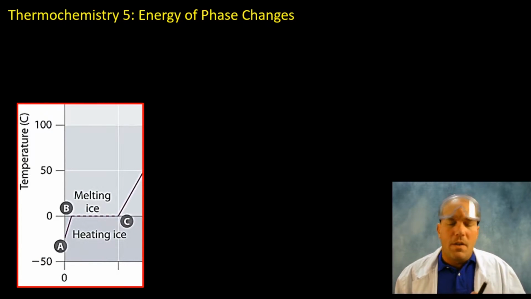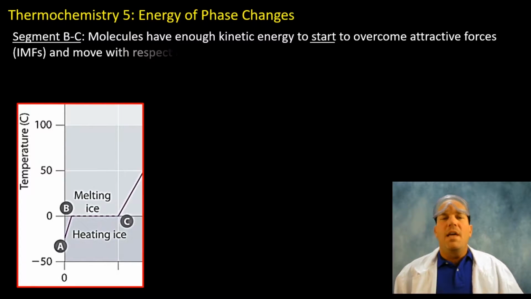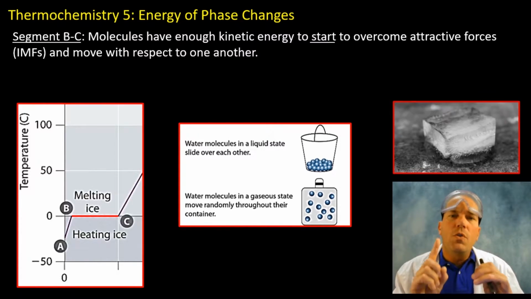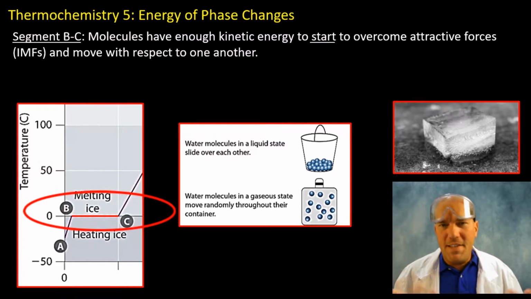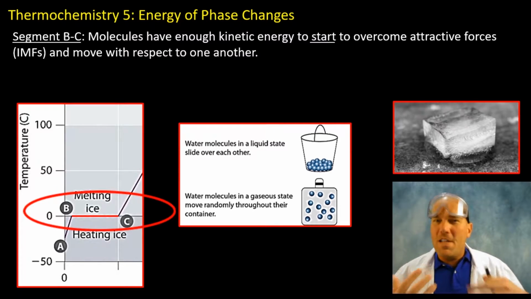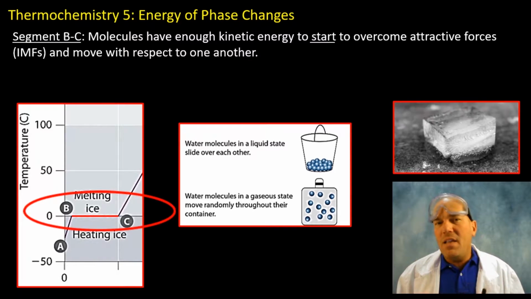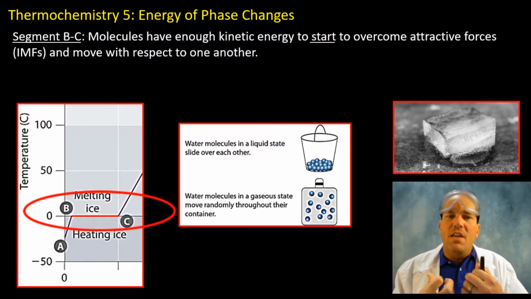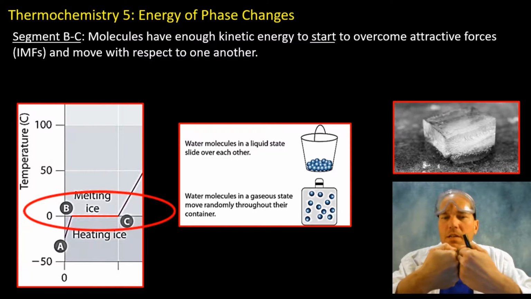Now, the next segment is B to C. Molecules during this segment now have enough kinetic energy to start to overcome attractive forces. Let's identify attractive forces. These are intermolecular forces occurring between and among molecules of water. All right, so now that there's enough kinetic energy, they're able to begin to move with respect to one another, to basically slide by each other.